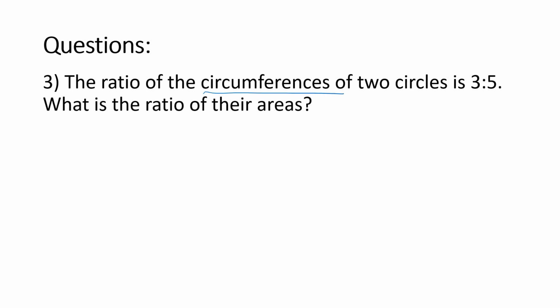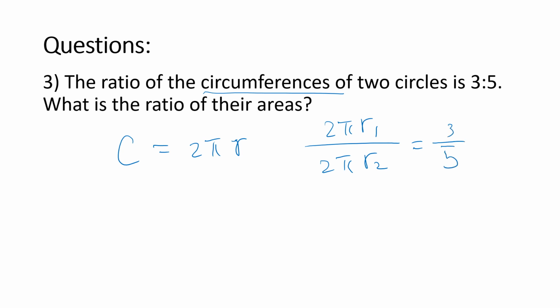Remember the perimeter of a circle, the circumference C, equals 2 pi multiplied by the radius. If the ratio of the circumferences of two circles is 3 to 5, which means for circle number 1, 2 pi times radius 1, versus 2 pi times radius 2, this ratio is 3 over 5. On the left-hand side, we can see that 2 pi over 2 pi is 1. Therefore, the ratio of R1 over R2 is 3 over 5.